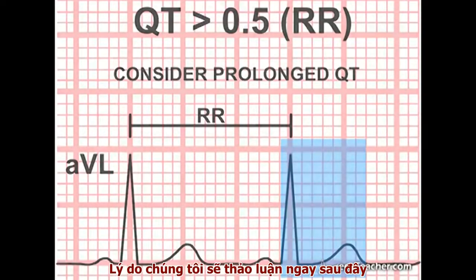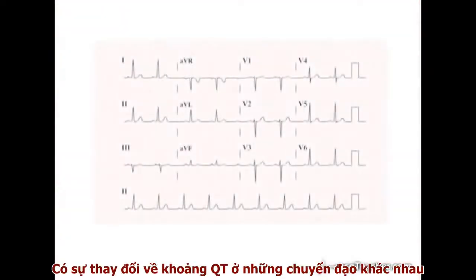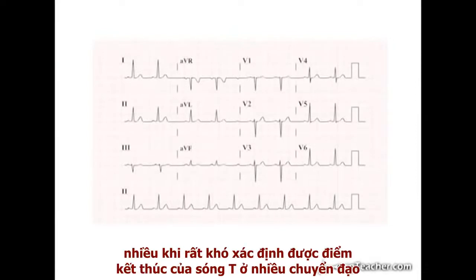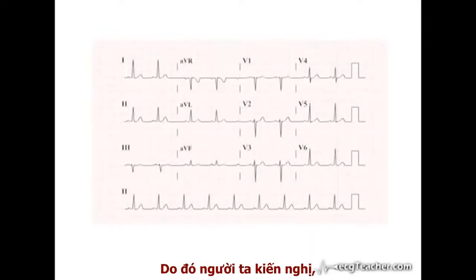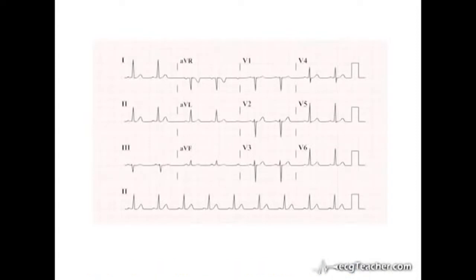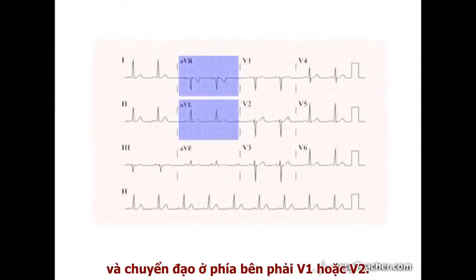For reasons we will discuss in a moment, there is variation in the length of the QT interval between different leads. Also, for technical reasons, it can be difficult to identify the end of the T-wave in many leads. It is recommended, therefore, that you analyze the QT interval in one of 4 leads: AVL, AVR, or one of the right-sided chest leads, V1 or V2.